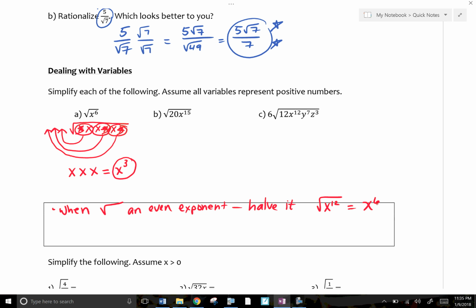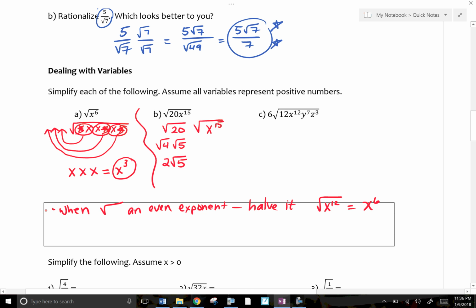So if you have an even exponent, you have it. Well, what if I have an exponent and a coefficient? I just separate them. So I've got the square root of 20 and the square root of x to the 15th. So 20 is 4 times 5, so this is 2 root 5. And x to the 15th, okay, whoa, that's a lot. That's 15 x's. I don't want to be circling 15 x's.